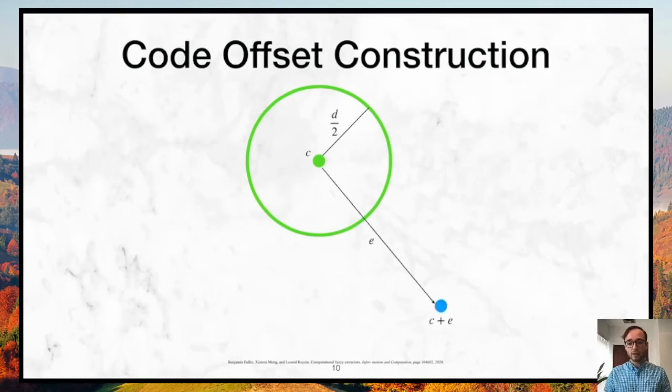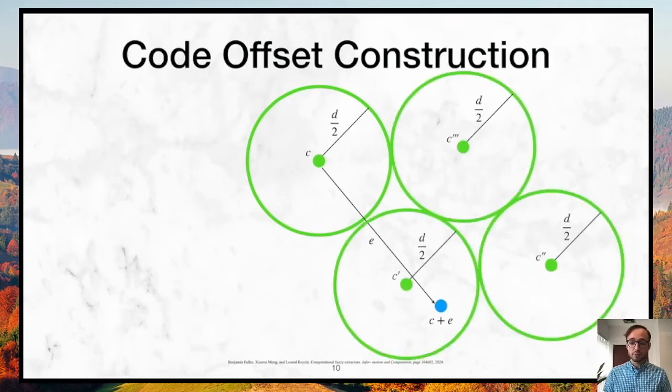We then add this code word to our sampled biometric source. We call that reading E. We expect that C plus E is outside of the unique decoding threshold of our original code word. In fact, we expect that it's somewhere else in the code, within a unique decoding threshold of another point.